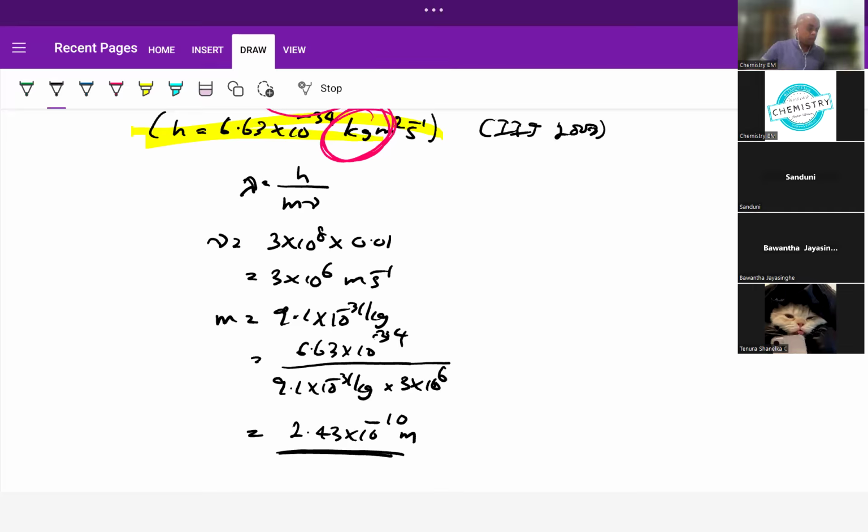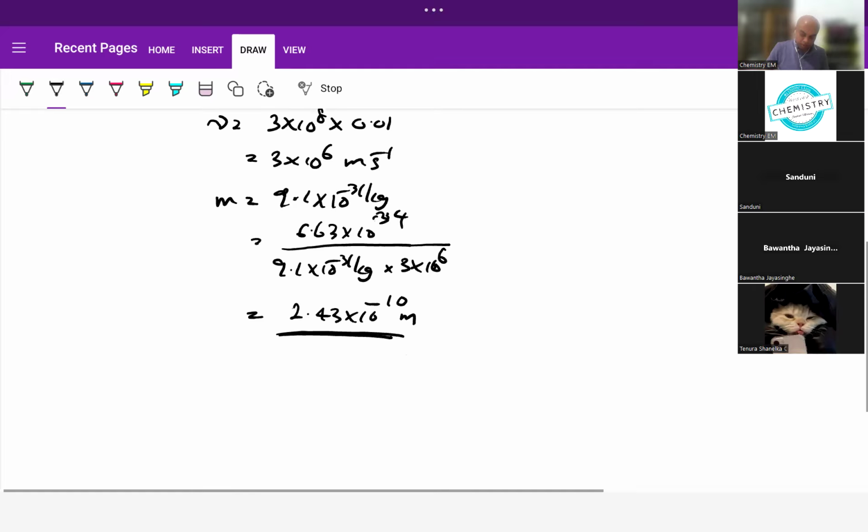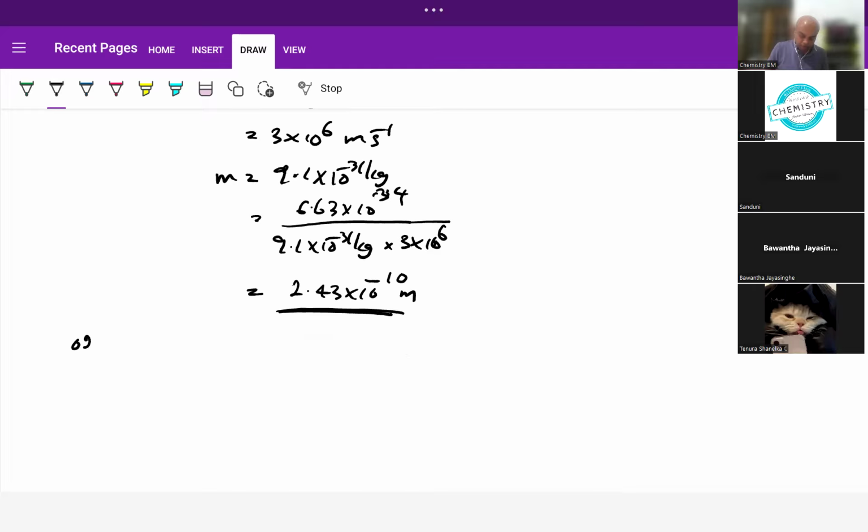Right? Okay, the next question. The second question: the enthalpies of the following reactions are shown along with. So these are the equations actually.